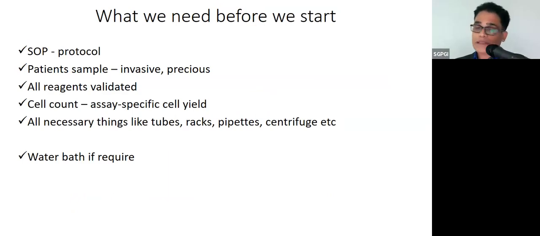Cell count, as in a specific cell yield. Cell count means you should know the number and the lysing volume on the basis of the cell count to have optimum sample use. You can even store the rest of the sample for your further studies, so you are not wasting cells. And obviously all the necessary things like tubes, racks, pipettes, and centrifuge are needed for sample processing. A water bath is needed if required, in the case where you require lysis-resistant RBCs with 37-degree incubation.